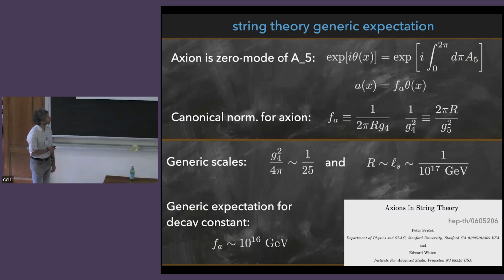And this is what was originally thought to be the generic prediction in the context of string theory. So if you look at this canonical paper by Witten, you'll find this number all over the place, Fa of 10 to the 16 GeV.